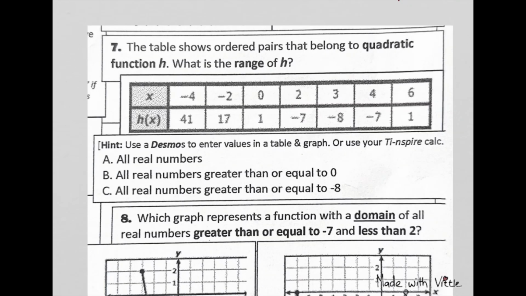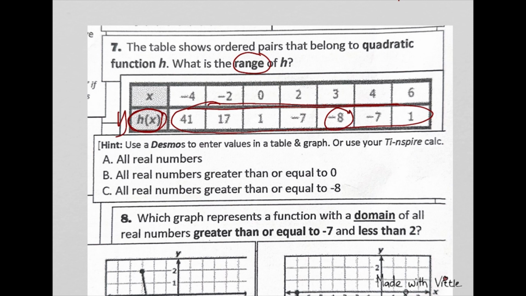Number 7, the table shows ordered pairs that belong to quadratic function h. What is the range of h? So we're looking at the range, which is the h of x, the y values. I have a hint here that you can use Desmos to enter the values and see the graph. But actually, by just looking at the values for your y, you can look at the very least one, which is going to be negative 8. Then read all the answer choices.